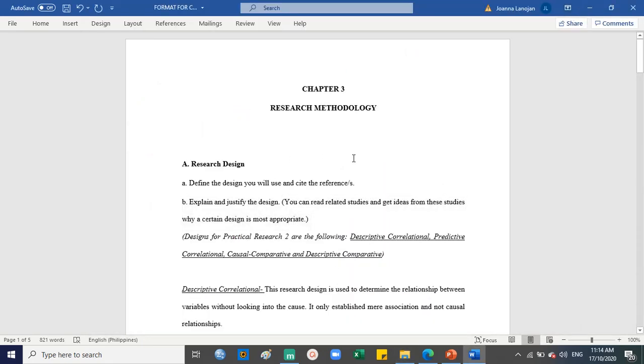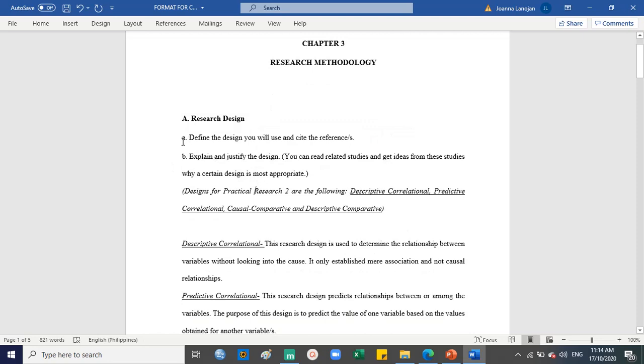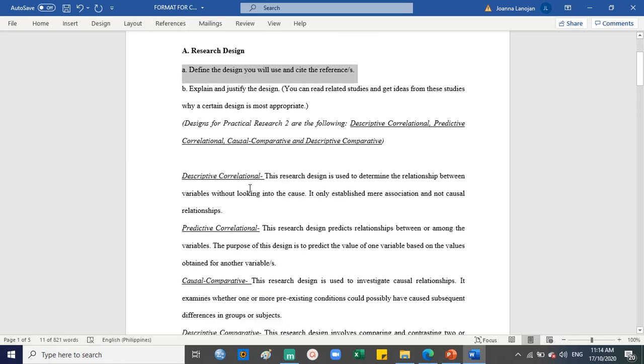Anyway, okay, let's begin discussing chapter 3, research methodology. Let's start with design. Okay, so this is a guideline in how you write. This is a format for chapter 3, and define the design you will use, and of course you cite the references.